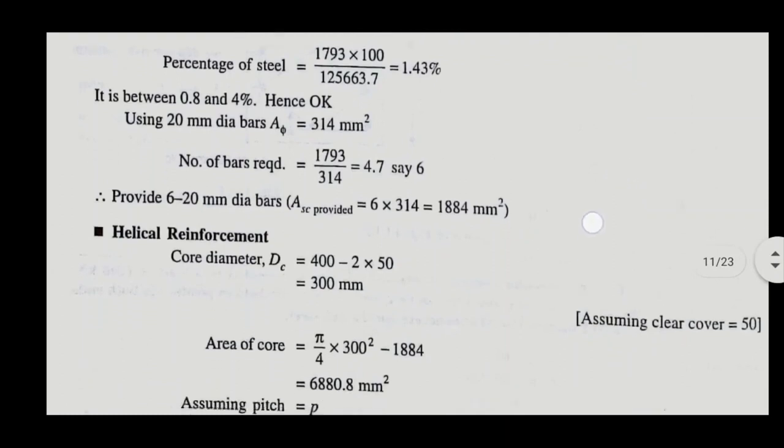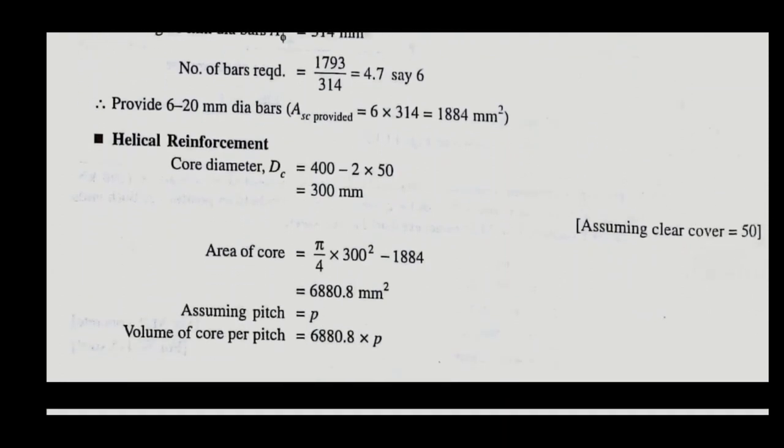Now the calculation for helical reinforcement. Now the core diameter we have to calculate. If we assume clear cover is 50 mm, then core diameter Dc is equal to whole diameter 400 minus 2 into end covers 50 mm, that is equal to 300 mm, and area of core is pi by 4 into 300 square minus 1884, which is area of steel. So that is equal to 68880.8 mm square. This is the area of inner core.